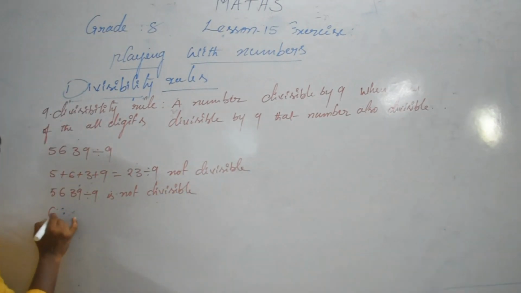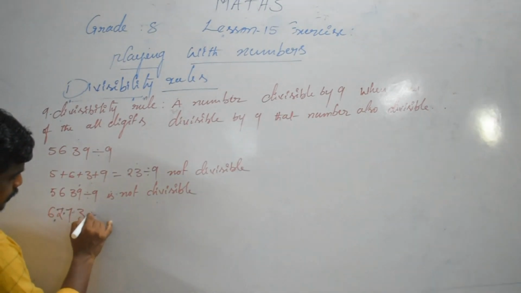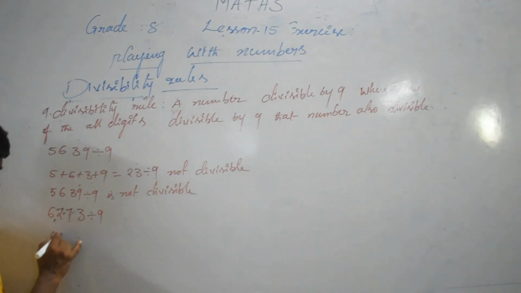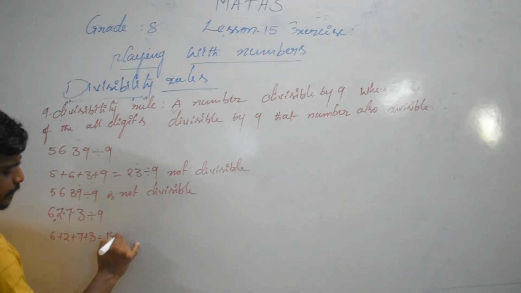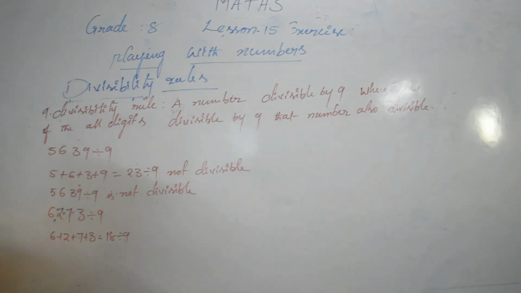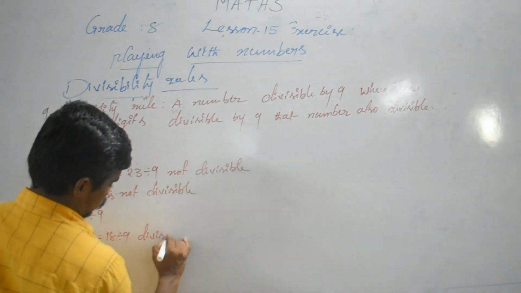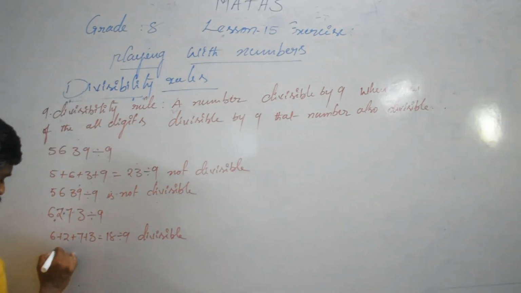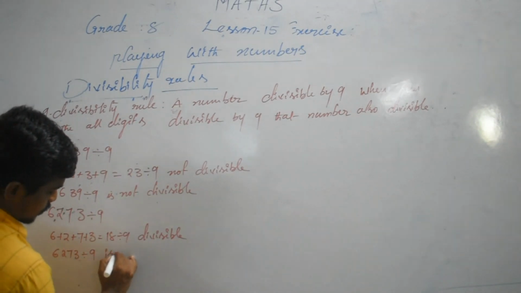Next one, 6273 divided by 9. So 6 plus 2 plus 7 plus 3 is 18. 18 divided by 9, divisible or not divisible? 9 2s are 18, divisible. So 6273 divided by 9 is divisible.